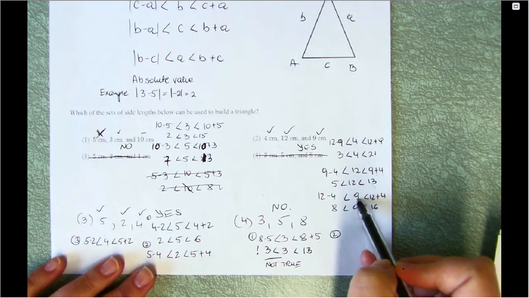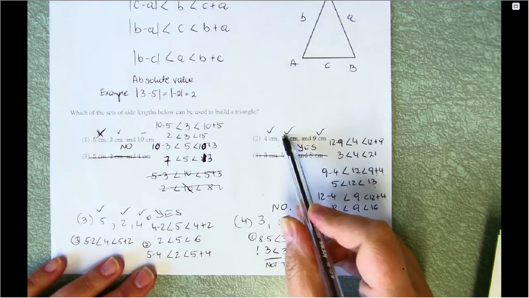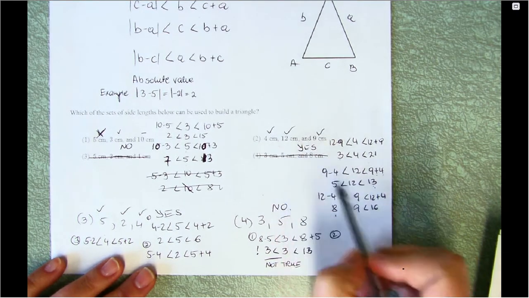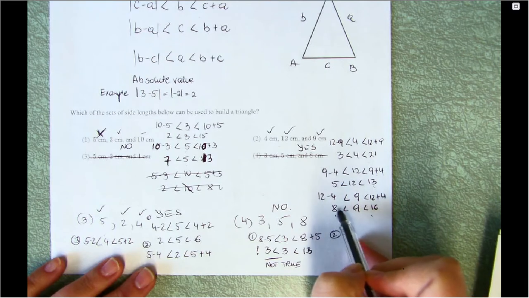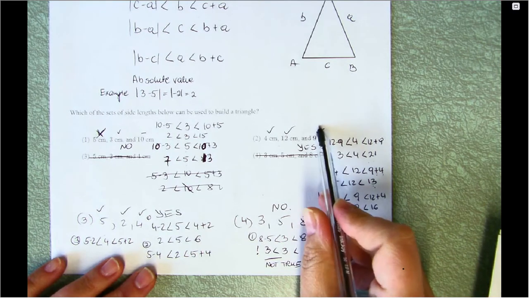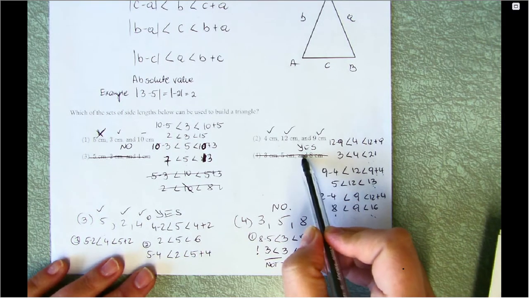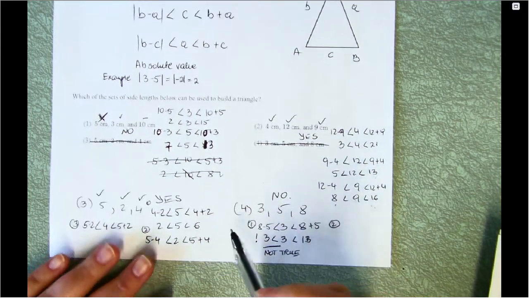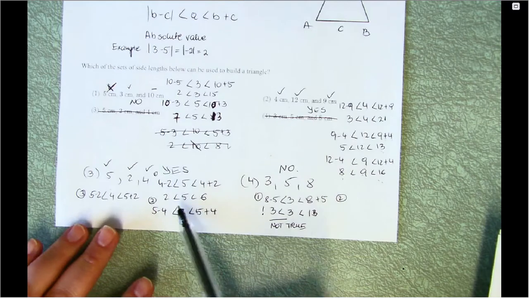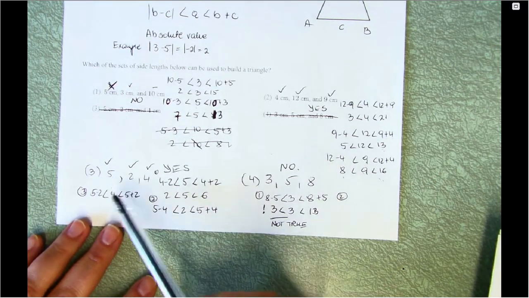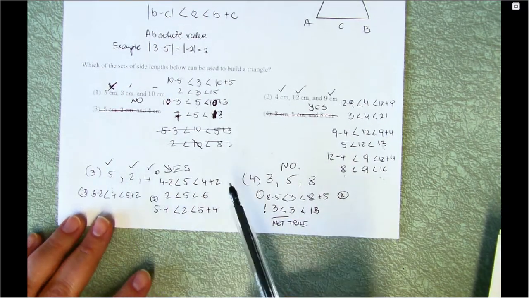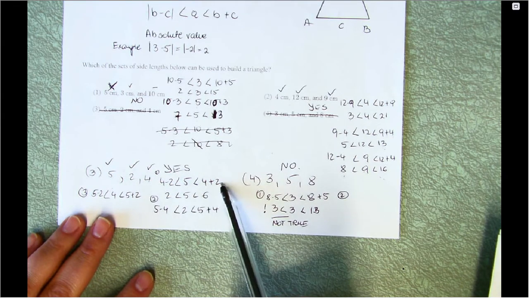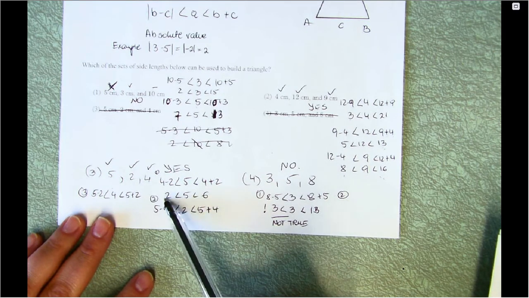I'm using side 9. So I'm going to use 12 minus 4, that's 8, and 12 plus 4, that's 16. Is 9 between 8 and 16? Yes. So it is possible to make a triangle using those 3 numbers. Okay, next I'm checking 5. I'm going to use 4 minus 2, which is 2, and 5 plus 2, which is 6. 5 is between 2 and 6.